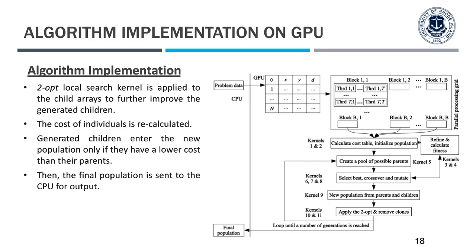The cost of individuals is recalculated. Generated children enter the new population only if they have a lower cost than their parents. Then the final population is sent to the CPU for output.